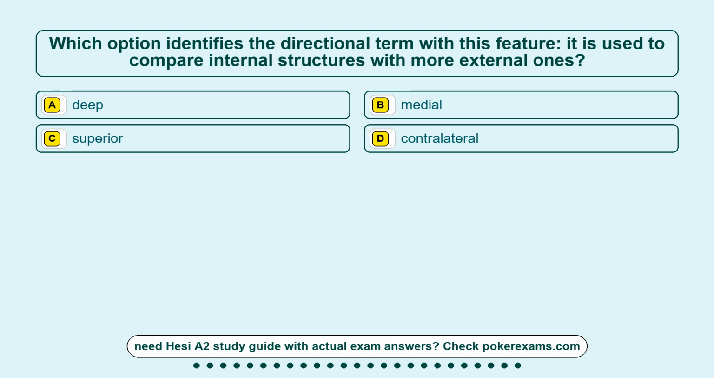Question 5. Which option identifies the directional term with this feature? It is used to compare internal structures with more external ones. Option A, deep. Option B, medial. Option C, superior. Option D, contralateral. The correct answer is option A, deep.